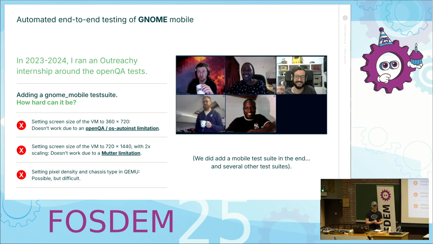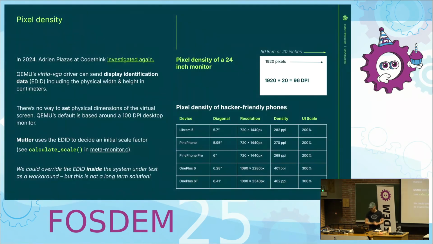And we'll set 2 times scaling. Guess what? That doesn't work, because Mutter, the compositor that backs GNOME Shell, has a hard-coded limitation that it won't do scaling unless the screen is a certain size, which I guess the mobile forks are working around, but we're testing the upstream version, and we were limited to that at the time, so couldn't work around that either. So we thought, well, what if we do a hack inside the OS, and we pass in some stuff to say, I'm a phone? That didn't work either. So we did add a mobile test suite in the end. I'll show you how that works.